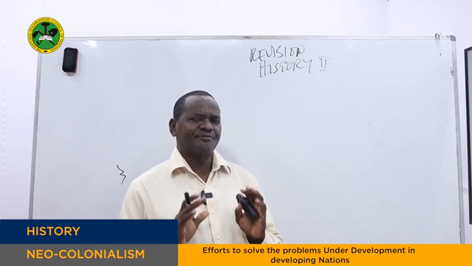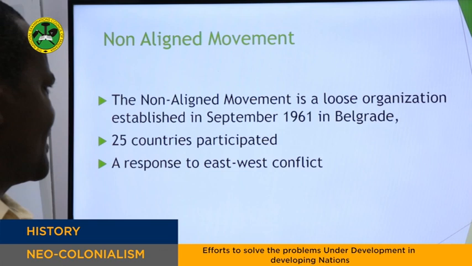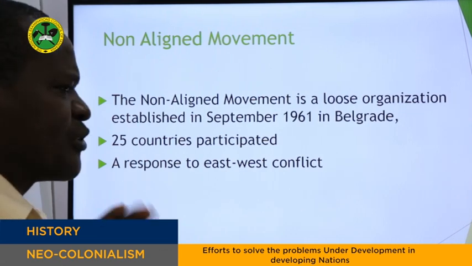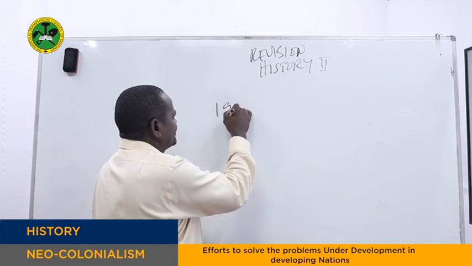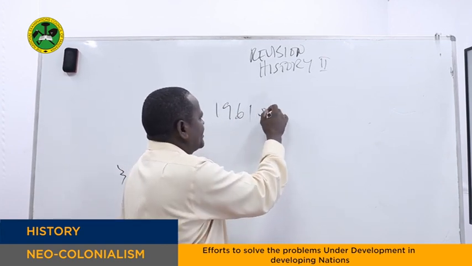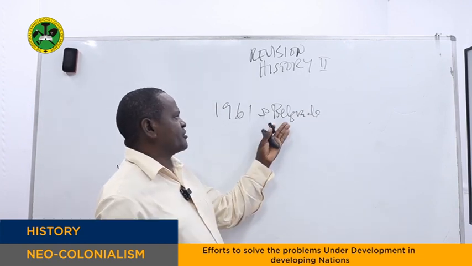My students, let's now start with the non-aligned movement. First, let's see, what is this non-aligned movement? The non-aligned movement is a loose organization which was established in 1961 in Belgrade, Yugoslavia.